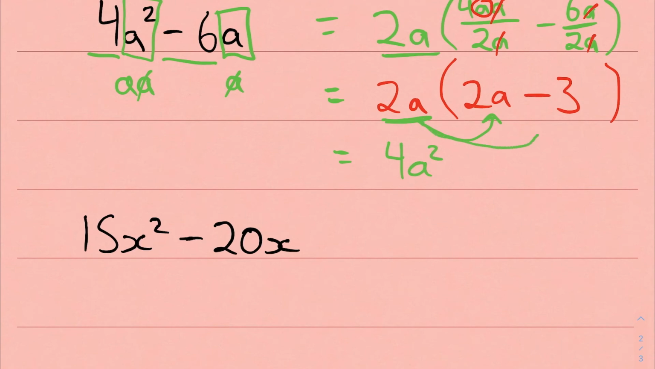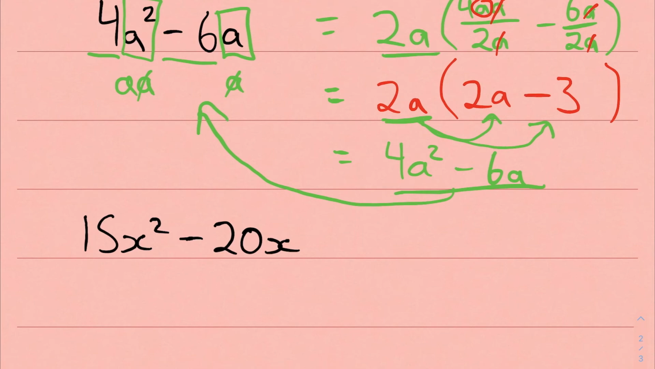And then we go that 2a times our second term. So 2a times negative 3. So 2 times negative 3 is negative 6. And the a tags along for the ride. And so you should end up back at where you started. And that's a little check that you can do to make sure you've factorized it correctly. If you do the expanding and you get a different answer to what you started with, that means you've done something wrong along the way. So go back and check your work.